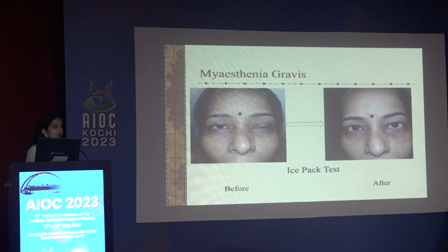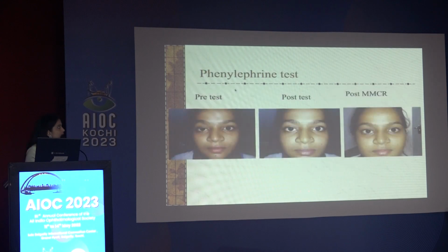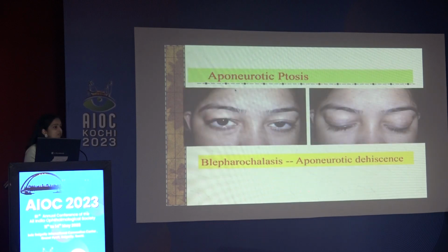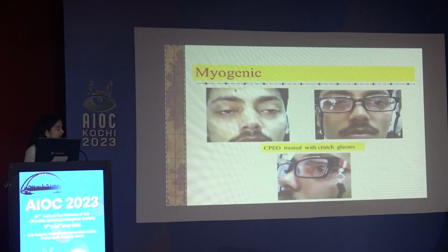Always look for old photographs whenever in doubt whether it's a congenital or acquired ptosis. In myasthenia gravis, you can just do an ice pack test in the OPD. The phenylephrine test is of paramount importance if you are planning to do MMCR or fascia lata surgery. In blepharophimosis syndrome, you must look for any family history. Always ask the patient about any morning edema in cases of blepharochalasis.